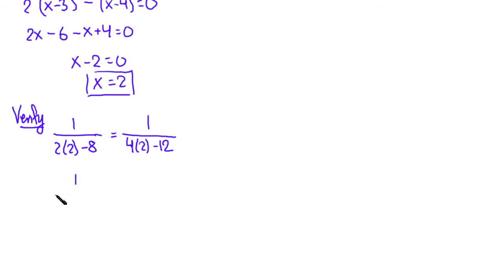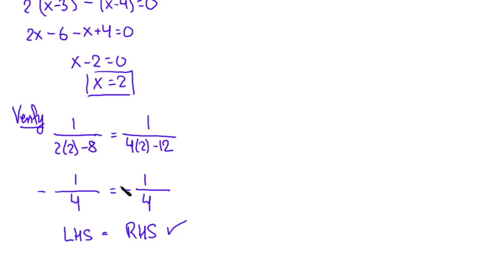So this is going to be 1 over 2 times 2 is 4, minus 8 is negative 4. So negative quarter. 4 times 2 is 8, minus 12 is also negative quarter. So we have shown that the left-hand side equals the right-hand side, which is what we want to see. Right? So it means that our root is valid and we're good.